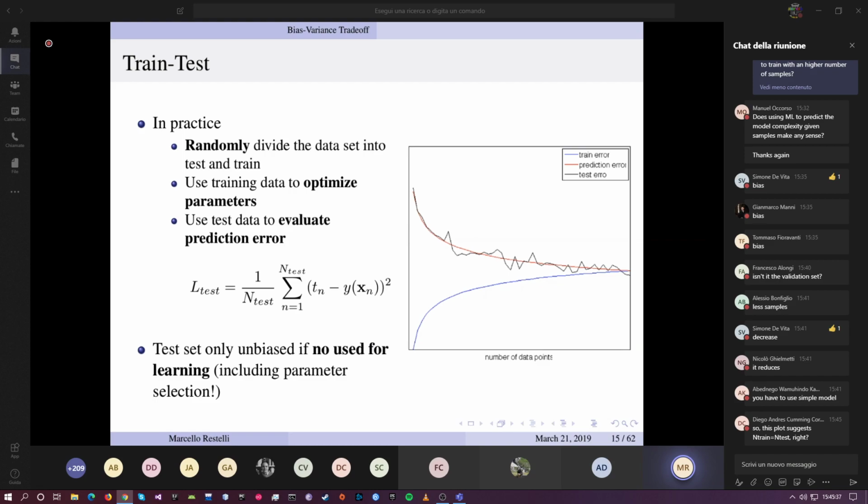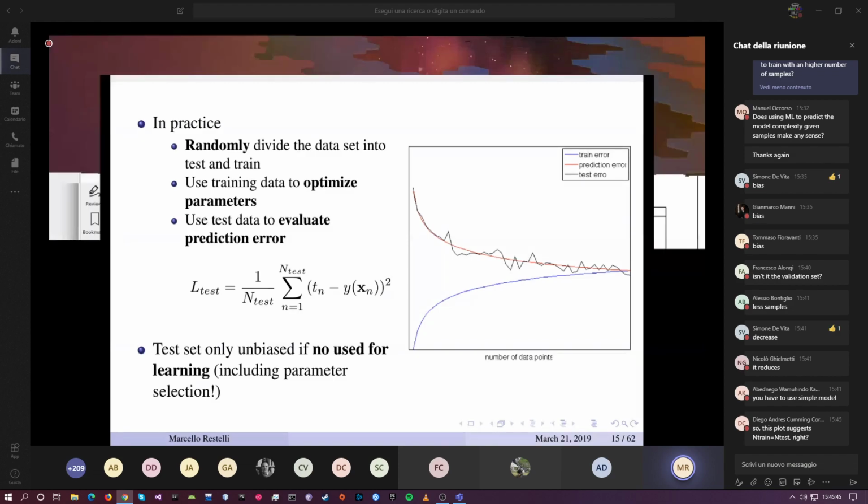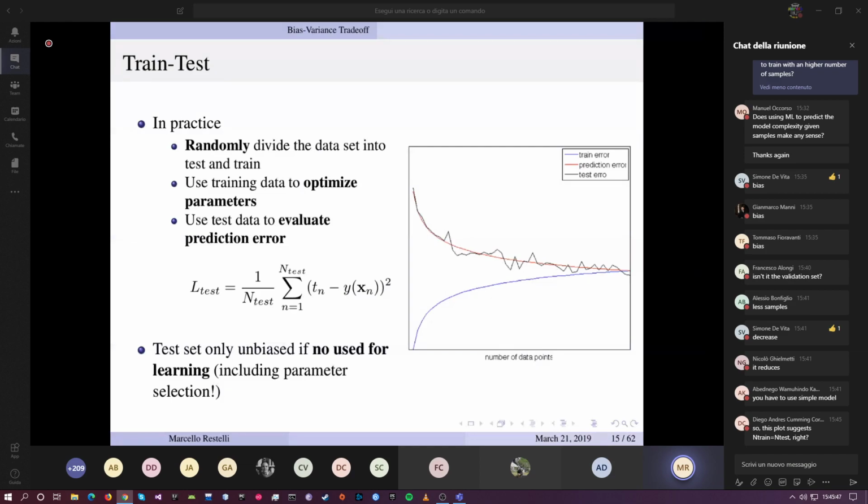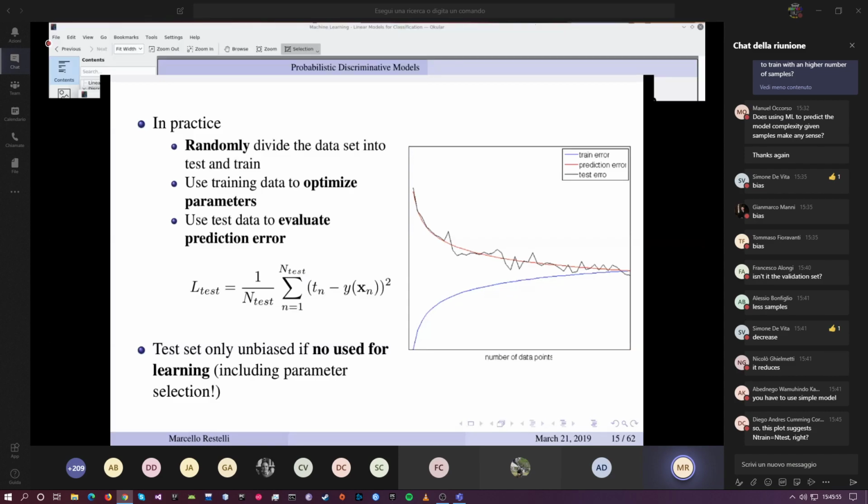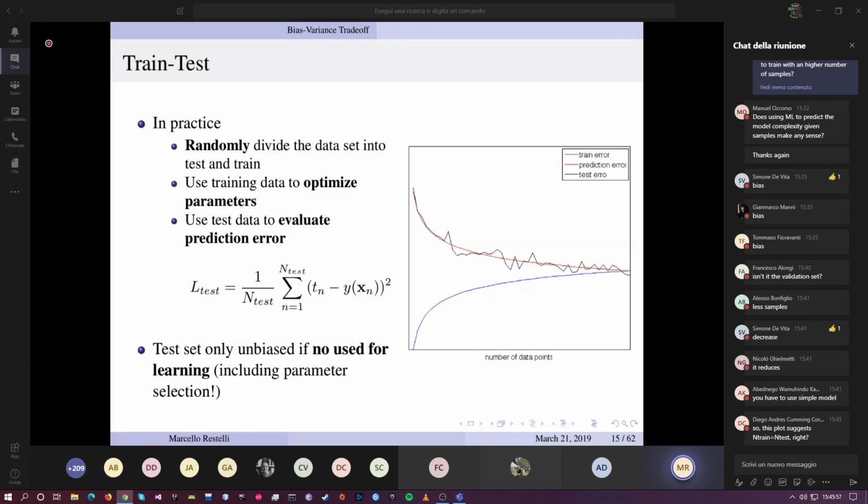There is a question. So this point suggests that at train equal to n test, right? No, here do not look. In this plot the size of the test set is not really important. What is important is the size of the training set. So on the x-axis you have the size of the training set. The size of the test set is whatever. It's not relevant here.